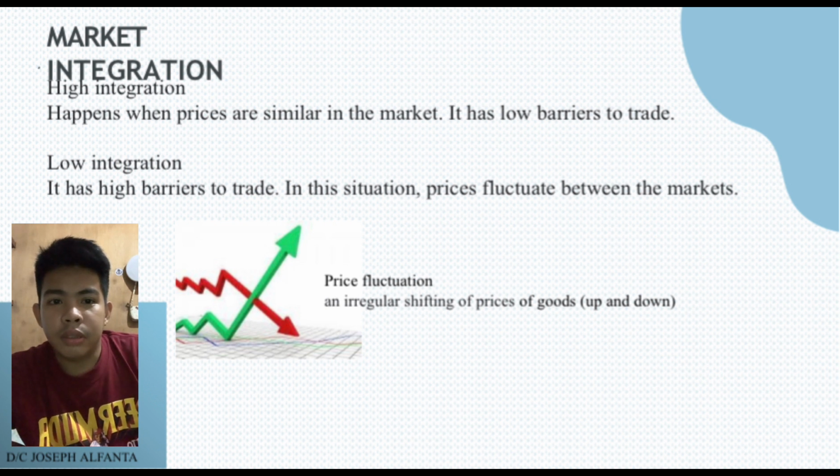Market integration has two types: high integration and low integration. First, high integration happens when prices are similar in a market. It has low barriers to trade. Second, low integration has high barriers to trade. In this situation, prices fluctuate between the markets.